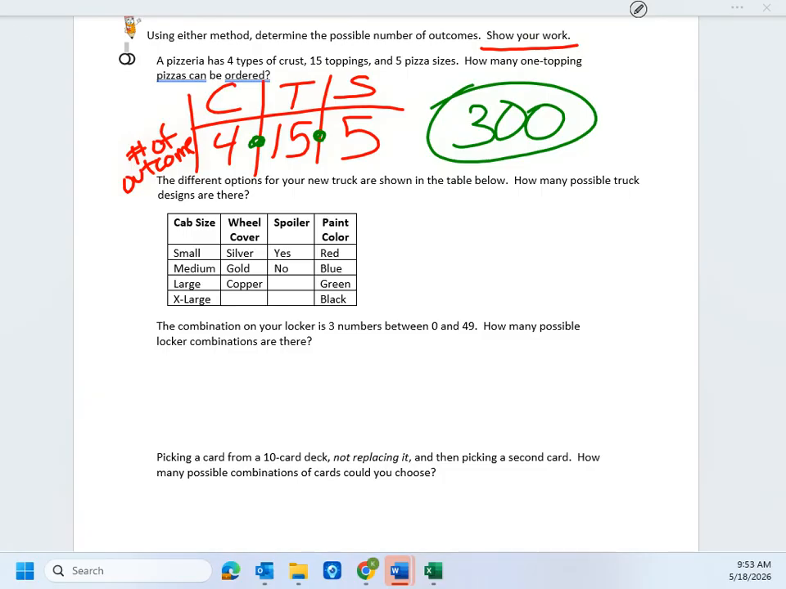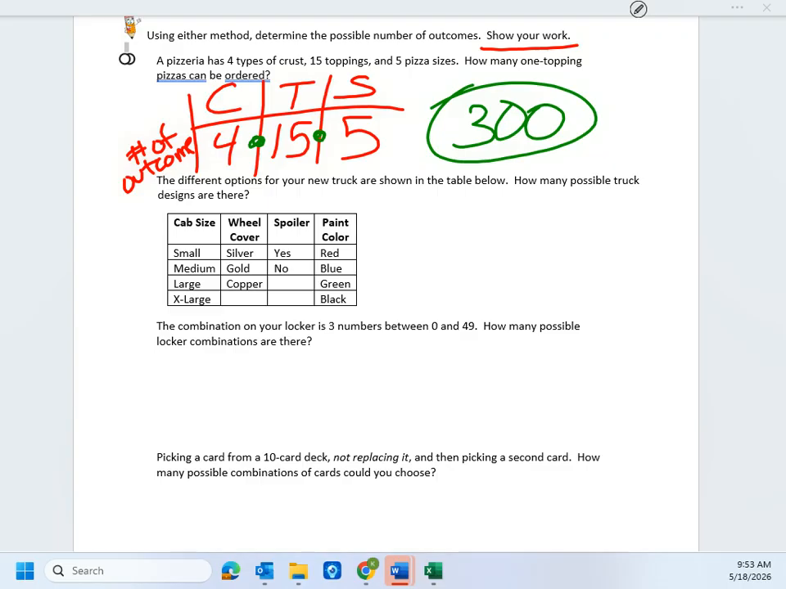You are going to do this for the rest of the page. Make your table. Really think about what your events are. What are the actions that you are doing? Every action is an event. I'm picking my crust. I'm picking my topping. I'm picking my size of the pizza. Each choice, each action is an event. Please stop.